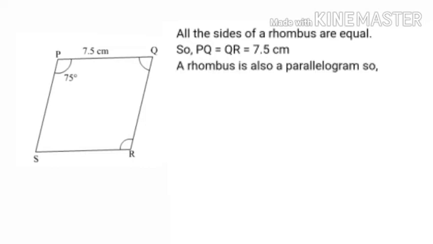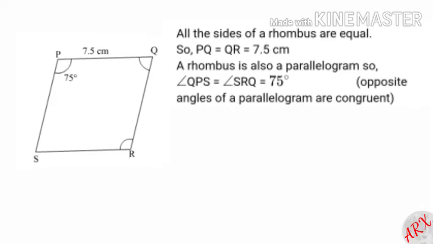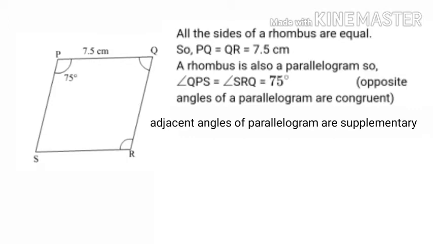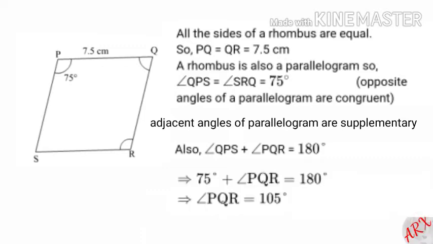A rhombus is also a parallelogram. Therefore, opposite angles of a parallelogram, that is rhombus, are congruent. Therefore, angle QPS equals angle SRQ equals 75 degrees. As we know, adjacent angles of a parallelogram are supplementary. Therefore, angle QPS plus angle PQR equals 180 degrees. After putting values, we get 75 plus angle PQR equals 180 degrees. Now shift 75 to the right hand side, we get angle PQR equals 105 degrees.